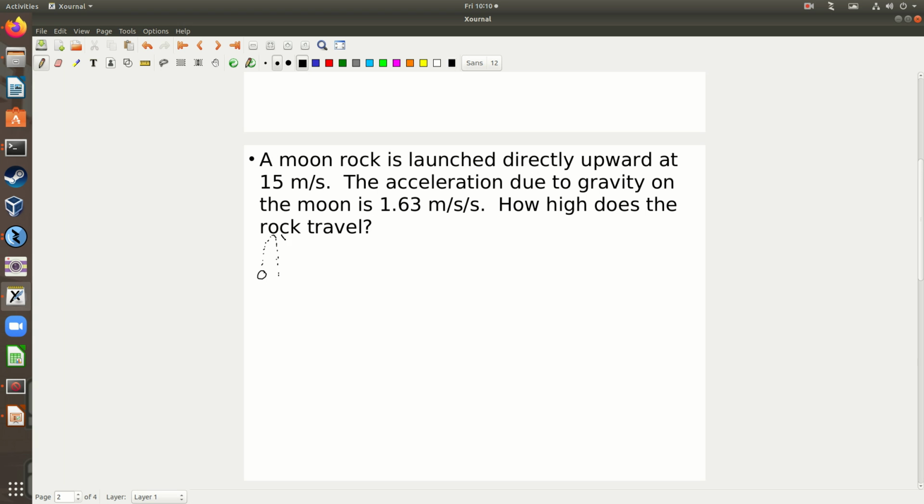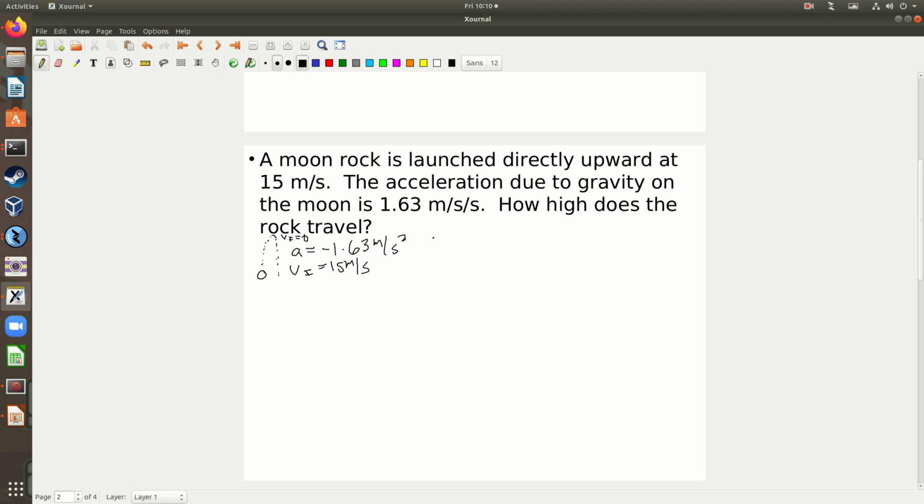We know that the final velocity at this top portion is going to be 0, because unless you reach escape speed, the rock's just going to keep going forever. So it's going to have to stop at some point and come down. So we know the final velocity is 0. We also know that the acceleration due to gravity is a negative 1.63 meters a second squared. And we know our initial velocity, Vi, is a positive 15 meters a second.